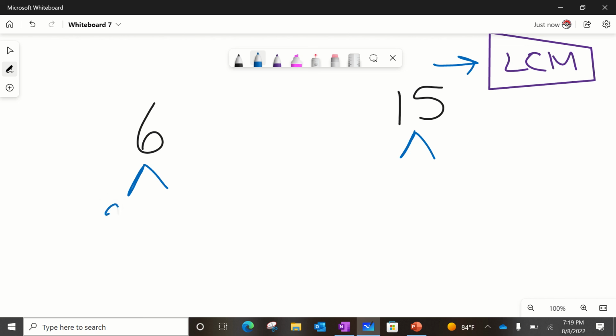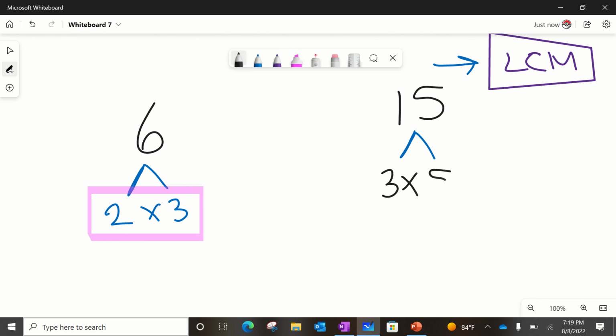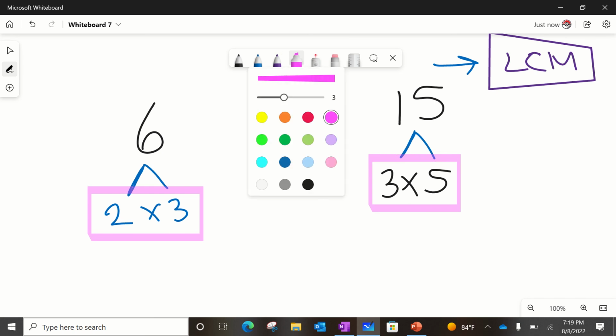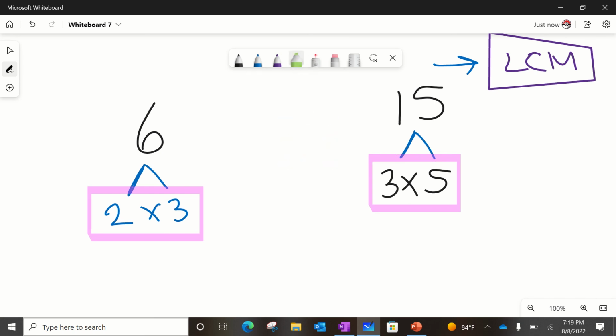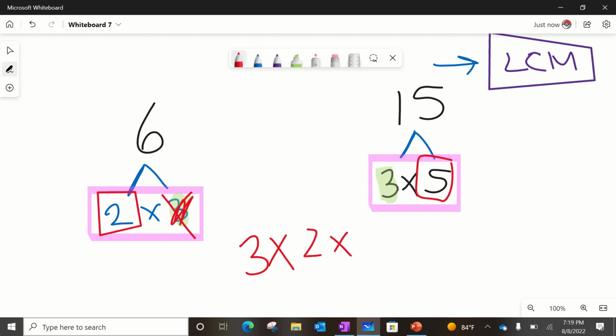Now, 6 will be made up of 2 and 3. 2 and 3 are prime numbers, therefore I lock in and I'm good. 15 will be made up of 3 times 5. And those are also prime numbers and I lock in. Now remember, the trick with trying to find the least common multiple is looking for a number they have in common. They both have 3 in common. Therefore, one of these 3's will be canceled out. Therefore, our least common multiple will be the 3 that we had in common times the 2 that was left over times the 5 that was left over.